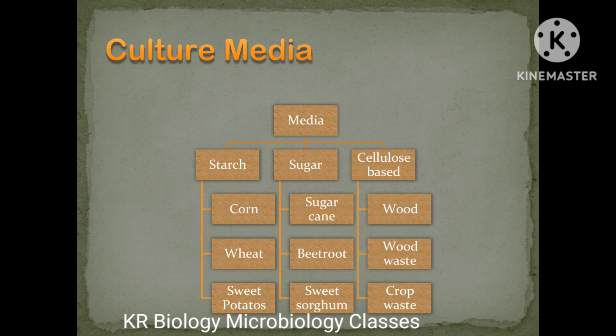Later, let's see the type of culture media we use for the fermentation. There are three types of media used in the fermentation of ethanol: starch containing substrate, sugar containing substrate, and cellulose based substrate. Starch based examples are corn, wheat, sweet potatoes, milo, rice, and cassava. Sugar based media include sugarcane, beetroot, sweet sorghum, and fruits. Cellulose based media include wood, paper waste, crop waste, and wood waste.